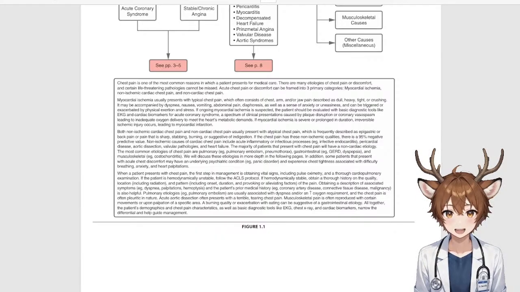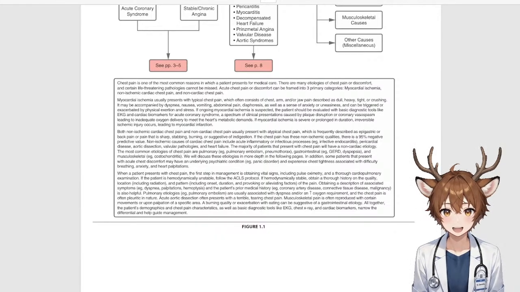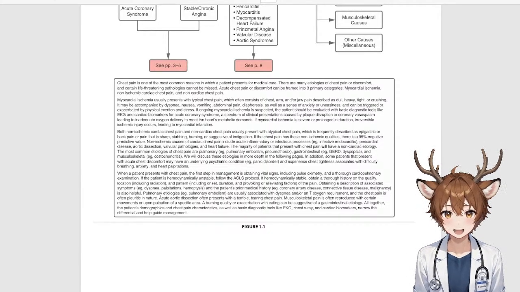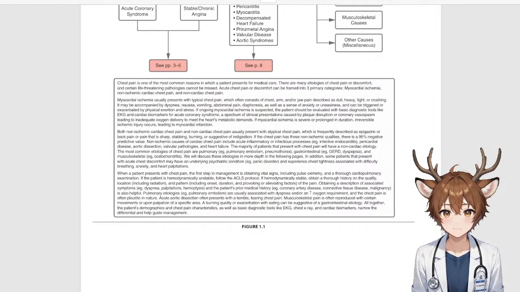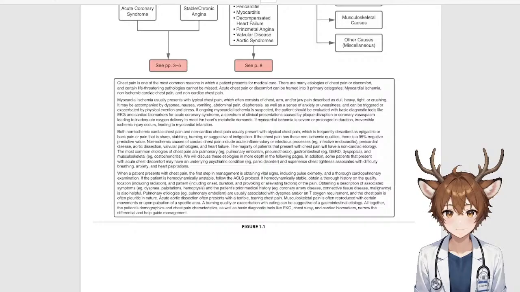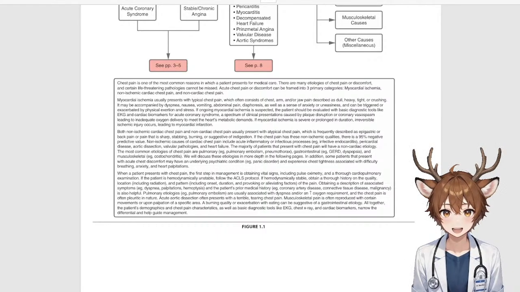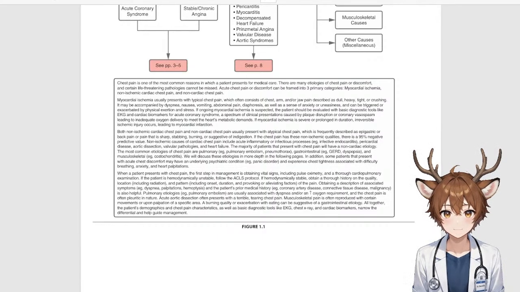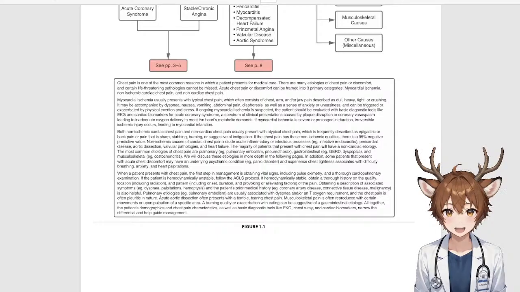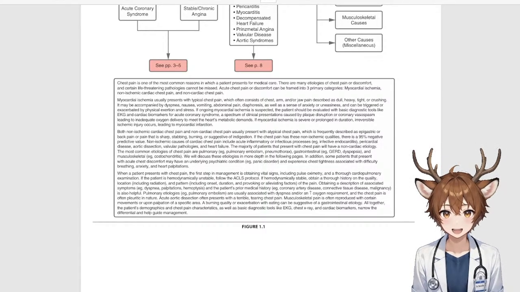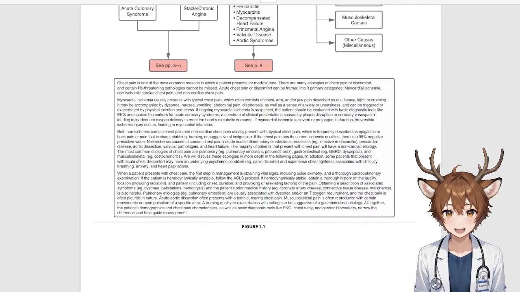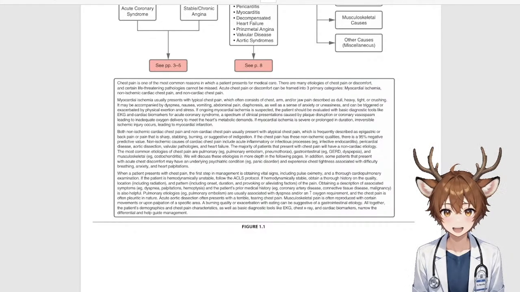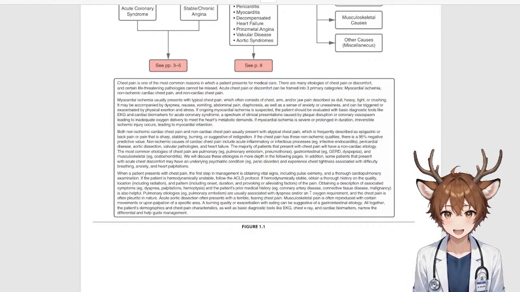The majority of patients that present with chest pain will have a non-cardiac etiology. The most common etiologies of chest pain are pulmonary, that is to say, pulmonary embolism, pneumothorax; GI, that is to say, GERD or dyspepsia; and MSK, that is to say, for example, costochondritis. We will discuss these etiologies in more depth in the following pages. In addition, some patients that present with acute chest discomfort may have underlying psychiatric conditions like panic disorder and experience chest tightness associated with difficulty breathing, anxiety, and heart palpitations.